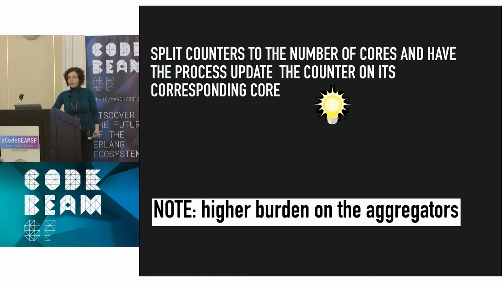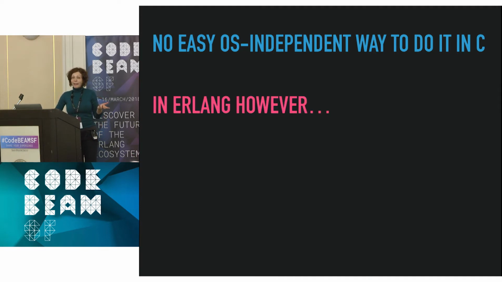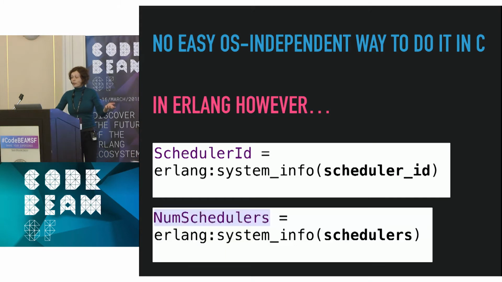If you were to do this kind of approach in C, there is no easy way, as far as I know, no easy or OS-independent way to do it. But in Erlang, it's very easy because you have access to the scheduler ID. That's the code to do it. And then you can find the number of schedulers. So with this very useful functionality, we can explore further options.